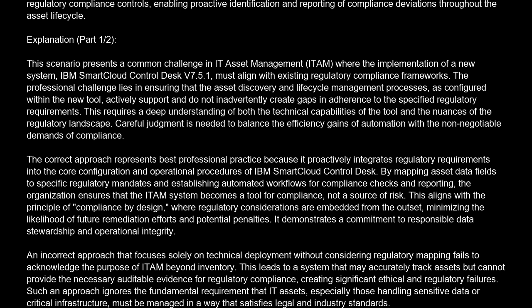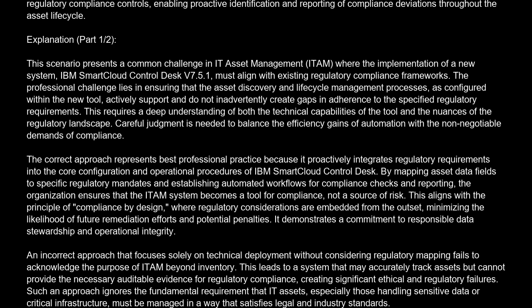Explanation. This scenario presents a common challenge in IT asset management (ITAM), where the implementation of a new system, IBM SmartCloud Control Desk v7.5.1, must align with existing regulatory compliance frameworks. The professional challenge lies in ensuring that the asset discovery and lifecycle management processes, as configured within the new tool, actively support and do not inadvertently create gaps in adherence to the specified regulatory requirements. This requires a deep understanding of both the technical capabilities of the tool and the nuances of the regulatory landscape.